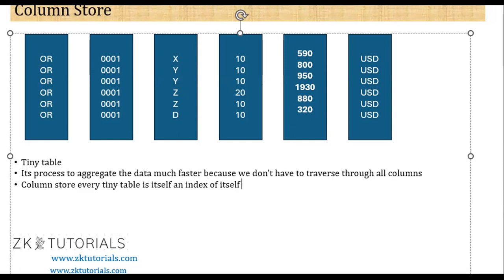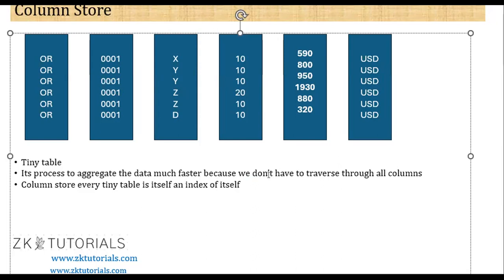Suppose I want to read the fourth record. Okay, I want to go to the fifth sales order number. So I can directly jump because every tiny table is itself an index. So this will significantly reduce the memory of our output. So both the advantages are clear.